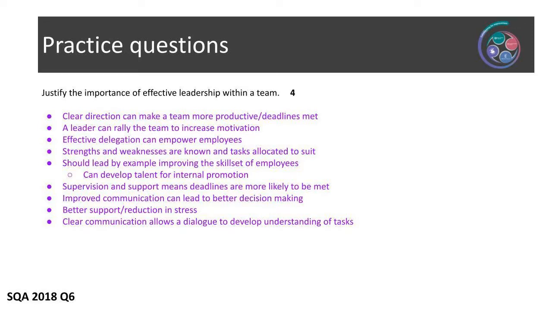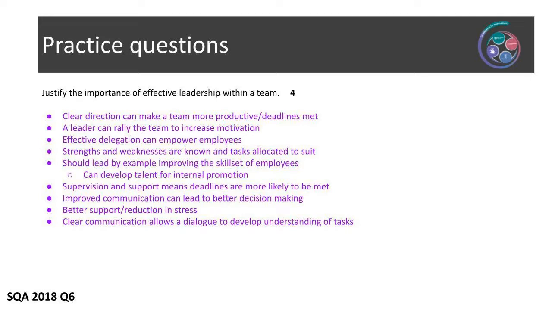Of course, the improved communication can lead to better decision making. Better support in a team leads to a reduction in stress. So a good, effective leader or leadership team should be doing that. And clear communication in a team allows a dialogue to develop understanding of tasks. And if people understand each other's tasks, then they're easier to cover each other. For example, if there's absence within a team, and effective leadership would be able to manage and ensure that can happen. So I think you approach this question from a positive point of view, because effective leadership does have lots of positive impacts on a team.